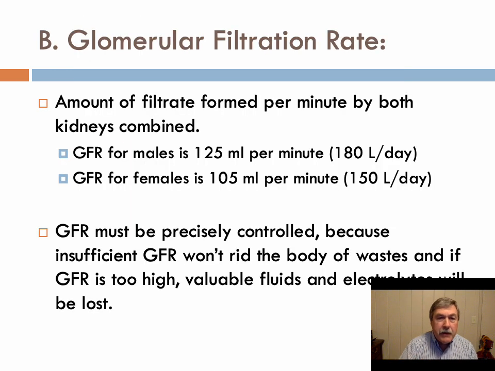All right. Now, next topic is called glomerular filtration rate. This is a measure of the amount of blood that's filtered by both kidneys per minute. So the glomerular filtration rate for males is 125 milliliters per minute, which doesn't sound like a whole lot, but that actually amounts to 180 liters of blood that's filtered per day. That's actually quite a bit of blood.